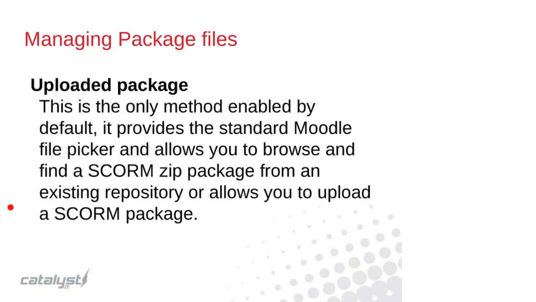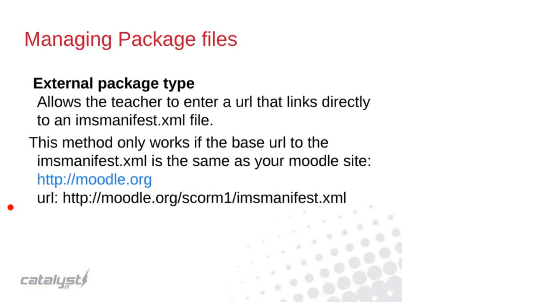The next option is the external package type, and this is disabled by default on your installations. You have to enable it. And I think I detail on the other slides how to enable this slightly later on. But this allows you to enter a URL that links to an IMS manifest file. A SCORM package is based on a range of different files, and normally you package it as a zip file and upload the zip file. But what you can do is extract your zip file and have it stored somewhere and point Moodle at the IMS manifest file.